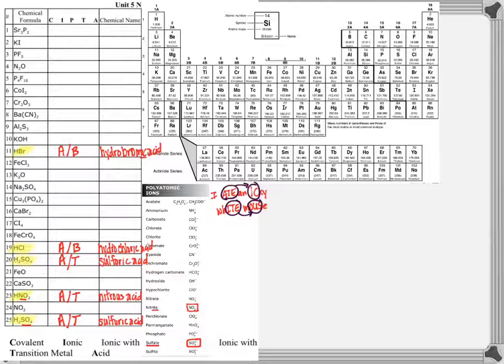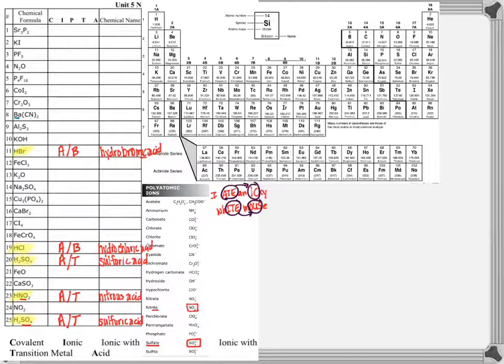So next, what I like to identify are my polyatomic ions. Poly means many. I'm going to identify them in two ways. I'm going to have the regular polyatomic ion, and I'm also going to have the polyatomic ions that involve a transition metal. I identify polyatomic ions right away because they have three or more elements.